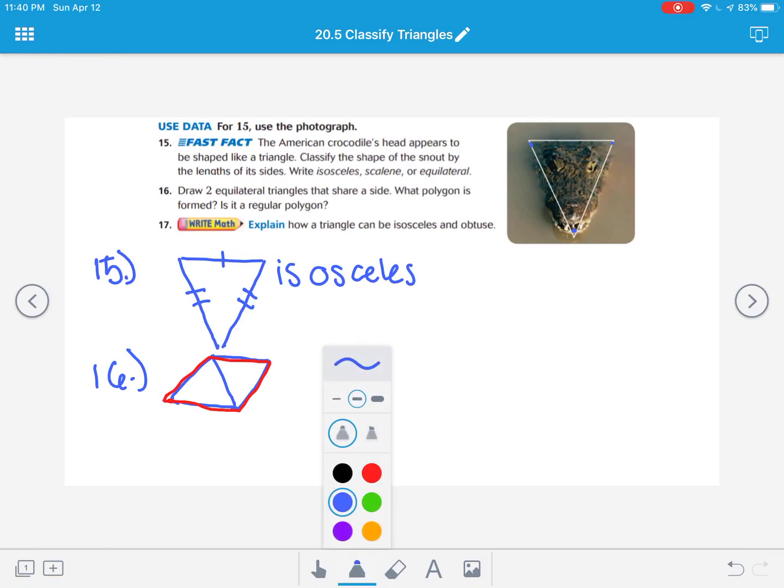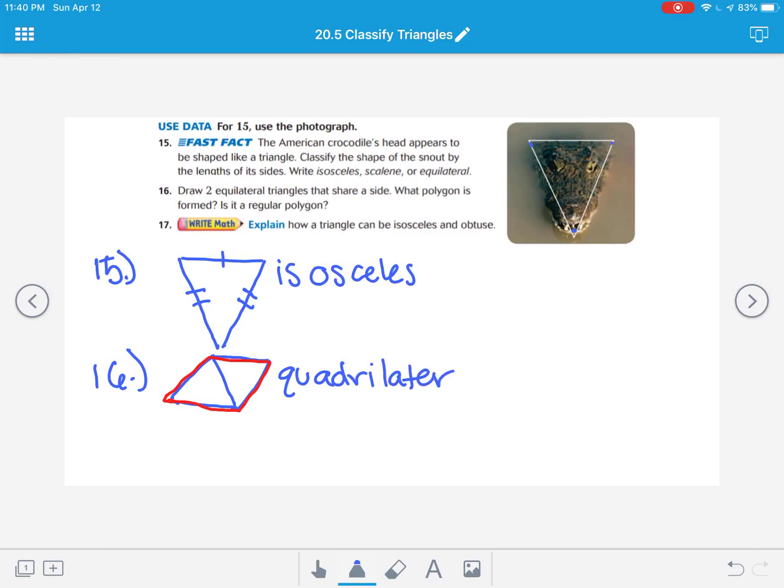A four-sided polygon is a quadrilateral. Quadrilateral. And is it a regular polygon? Yes, it is. All four sides are straight, it's a closed figure, and the sides are equal in length. So it is a regular polygon.